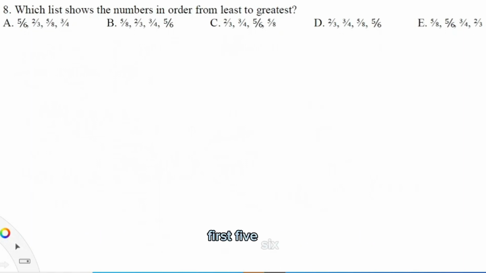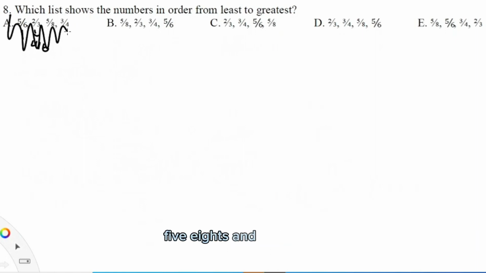Alright, first 5/6. So is that smaller than 2/3? 2/3 is also 4/6. 4/6 is smaller than 5/6. So this one is immediately out. Next, 5/8, 2/3, 3/4, 5/6.